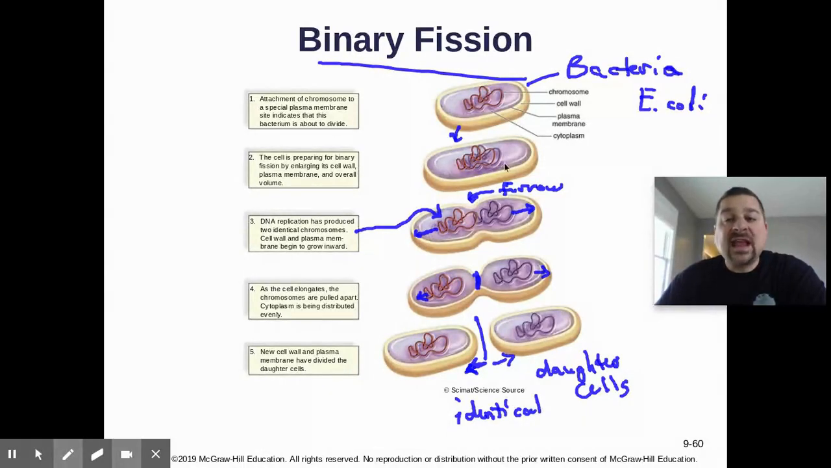And again, this can happen very rapidly, and the time that it takes varies depending on the species of prokaryote or single-celled unicellular eukaryote that you're talking about.